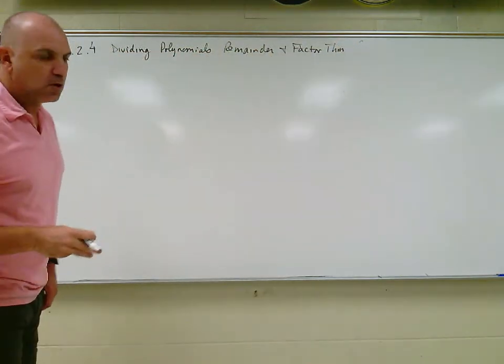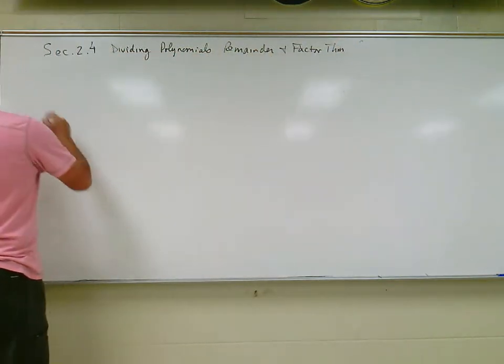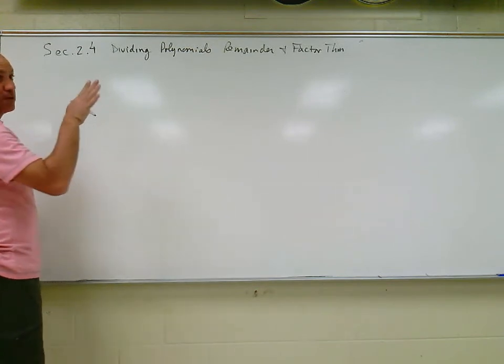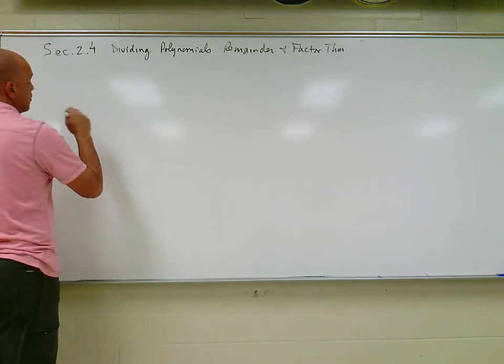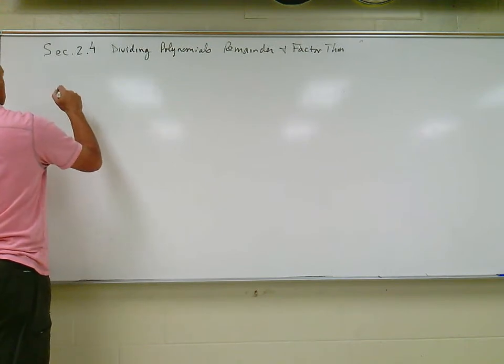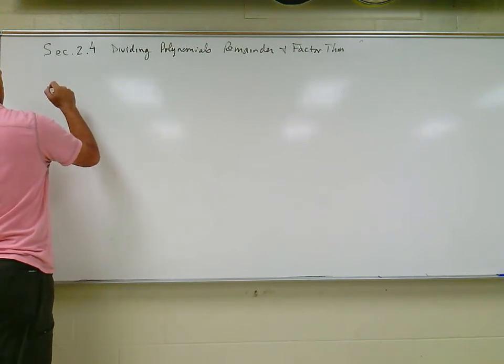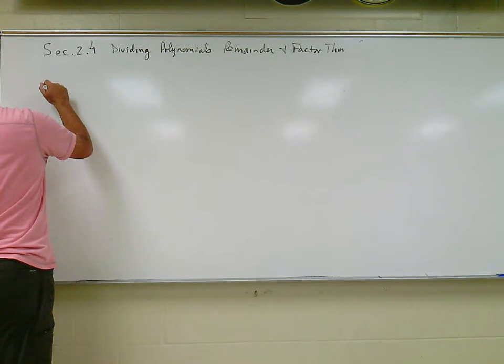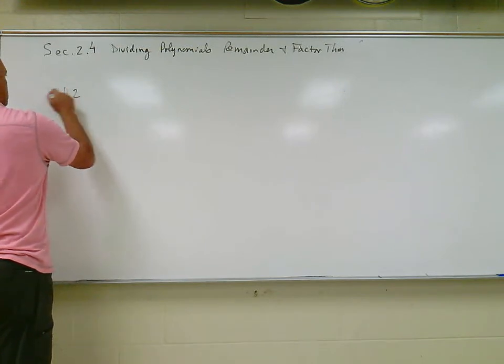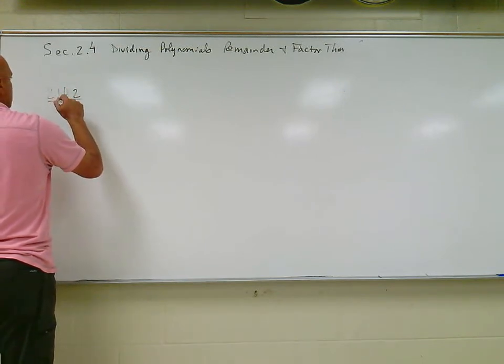All right, so basically all of our bullet points are up there. We're going to look at division of polynomials. But the first thing I want to do is just look at regular old division. So let's say we had 2,142 divided by 5.